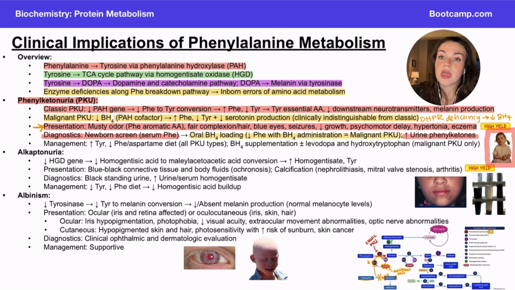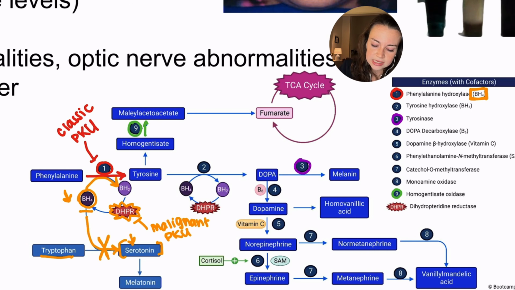All right, so how are we going to manage PKU? For all patients, regardless of the subtype of PKU that they have, you're going to give them dietary tyrosine, and you're going to decrease their intake of phenylalanine as well as aspartame. So remember, tyrosine is now an essential amino acid, so we have to supplement that directly, and that'll help bypass this busted step here.